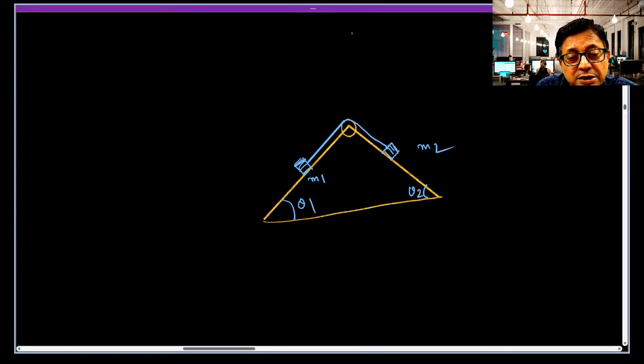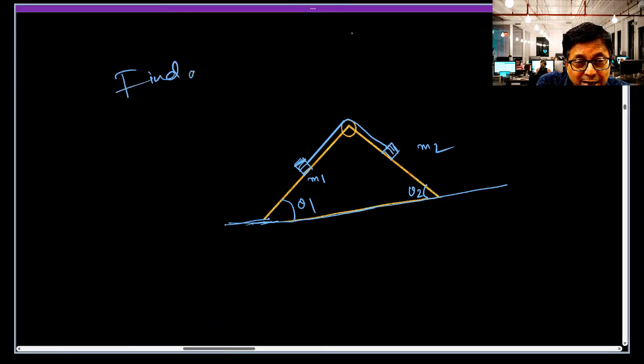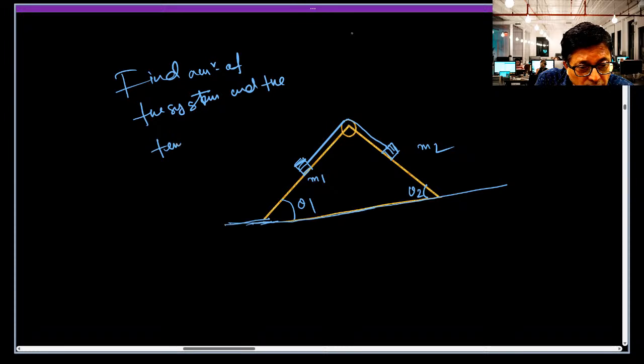The wedge has two ends inclined in this manner. This is fixed, this is not moving. This wedge is resting on the ground. On its top, a pulley is attached. Two masses are attached with it. Your problem is to find the tension and acceleration. Tension of the cord, same cord there, no? Find the acceleration of the system and the tension of the cord.